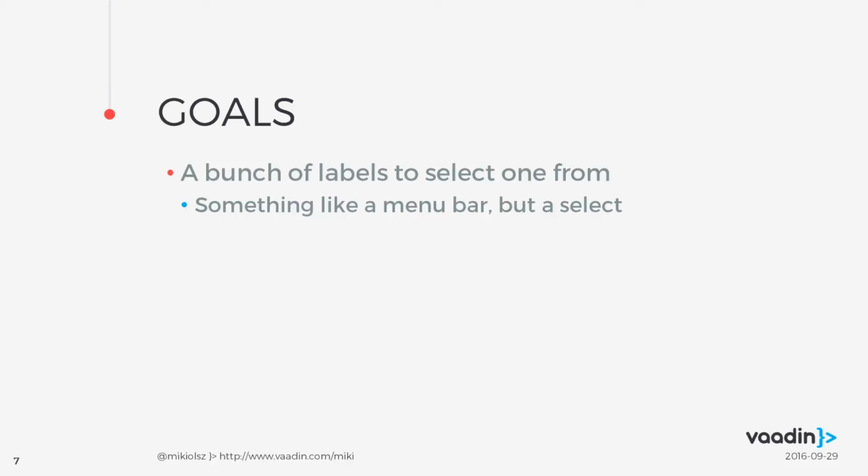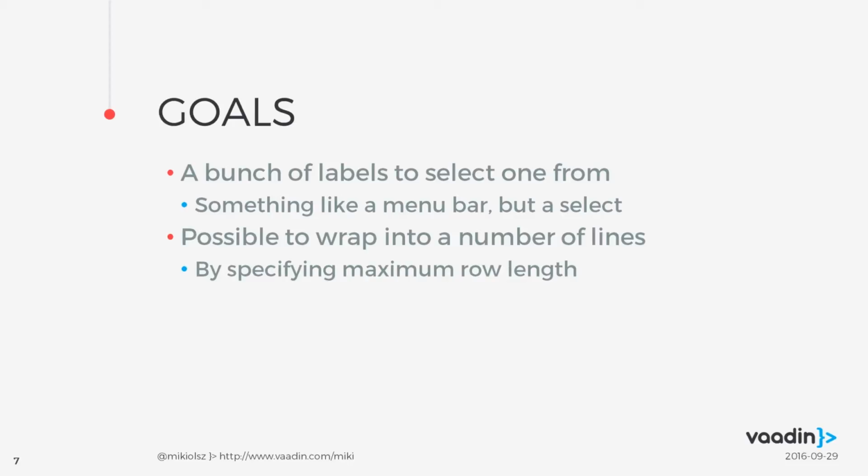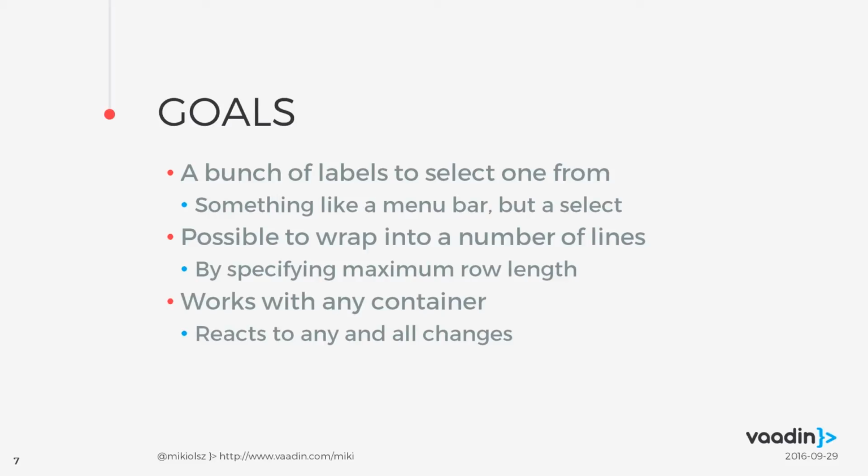The resulting code should produce a bunch of labels or buttons to select one from. So it would look something like a menu bar, but it would behave like a Vaadin select component. It should be possible to wrap the content into a number of lines by just specifying how many items we want per row. It should work with the Vaadin data model, so we should just be able to provide a Vaadin container, and then any and all changes made to that container should be reflected in the component itself. And let's call it FlatSelect.